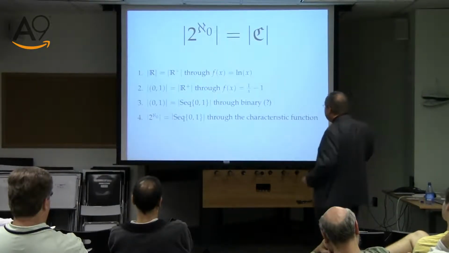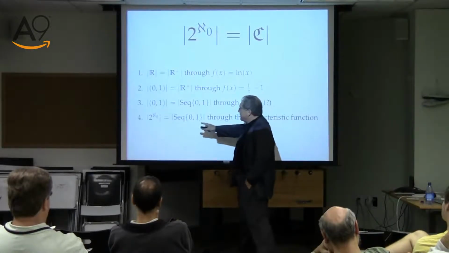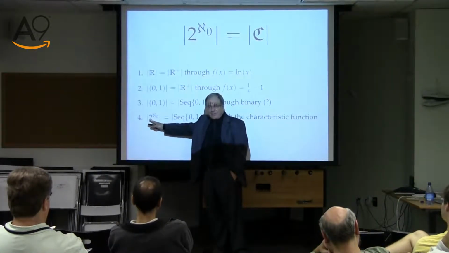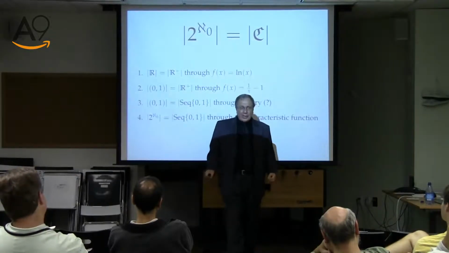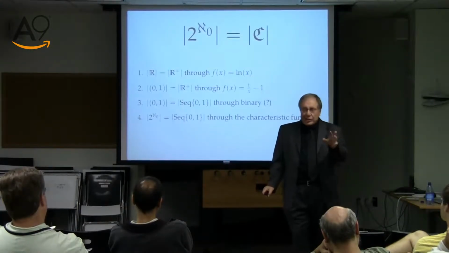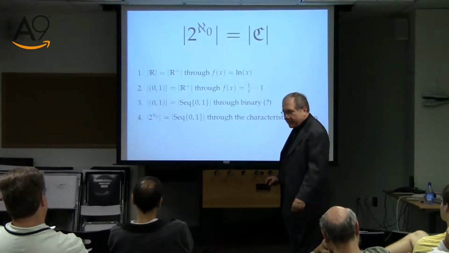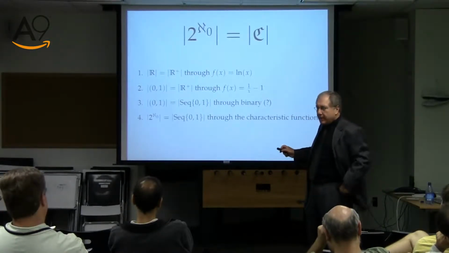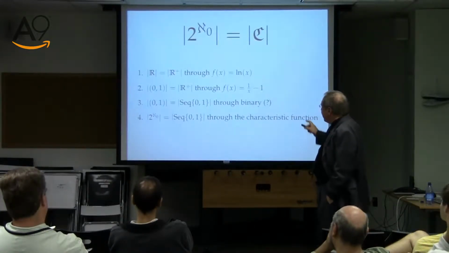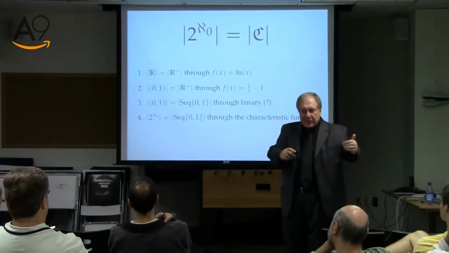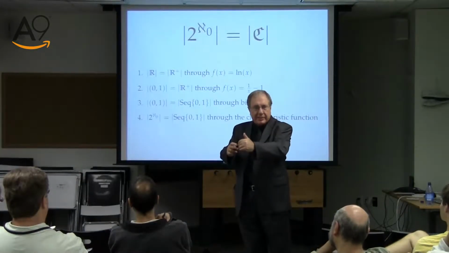And then finally, sequences of 0s and 1s give you the characteristic vector for all the subsets. It's a fairly rigorous proof, and I put a question mark where you need to put additional work. Okay? So now we know that the power set of integers brings us to real numbers.